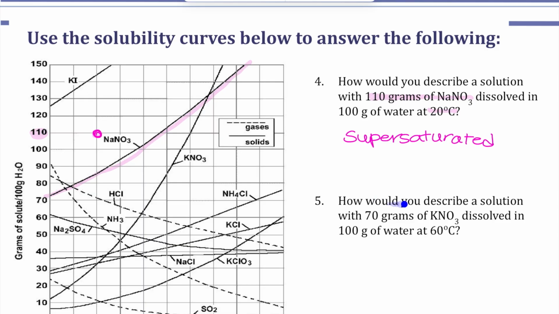Looking at number 5, how would you describe a solution with 70 grams of potassium nitrate dissolved in 100 grams of water at 60 degrees Celsius? So we're looking now at that potassium nitrate line, that KNO3, that one's right here. Again, looking at 70 grams, which is this, at 60 degrees, those are going to intersect here. And so compared to my line, this is below the line, so I would say that this is unsaturated, or we could describe that as a dilute solution.